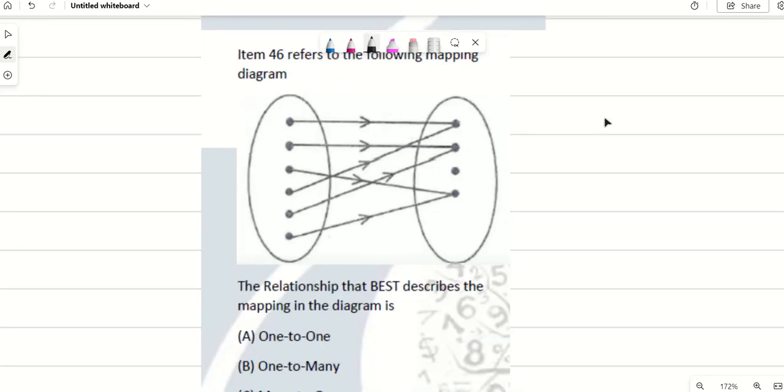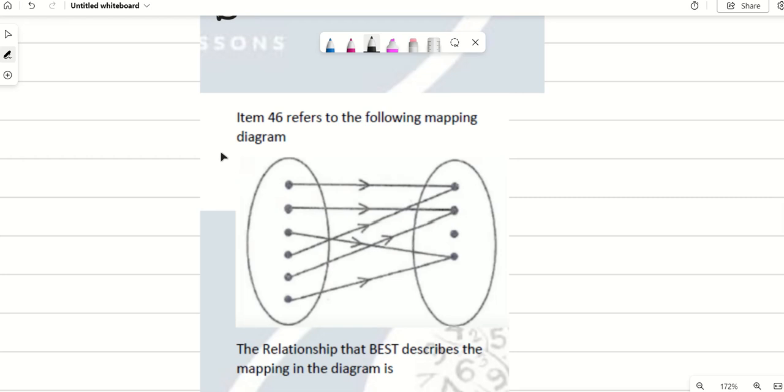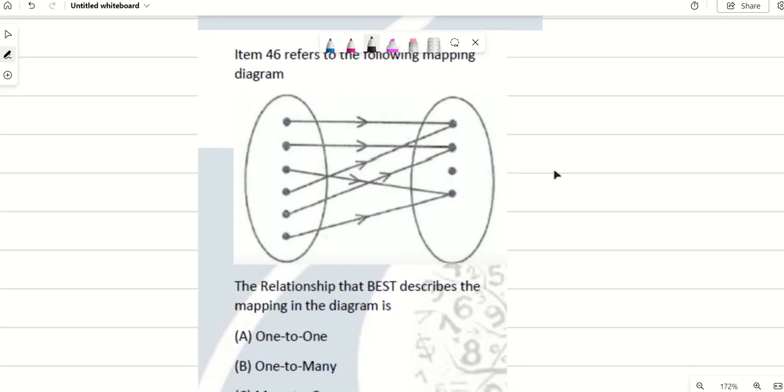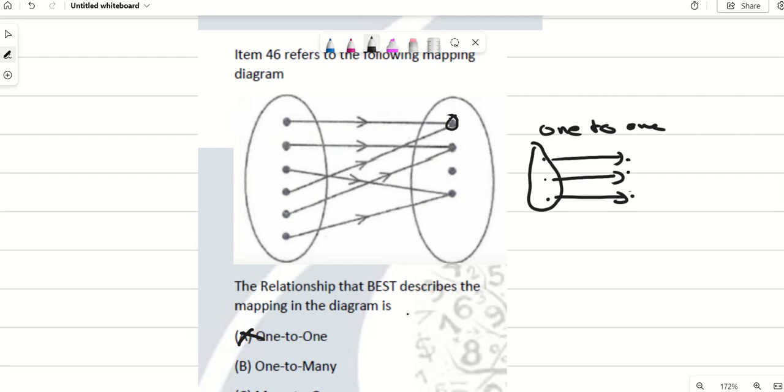Right, let's look at number 46. This is relations and functions. So item 46 refers to the following mapping diagram. The relationship that describes the mapping in the diagram is, this is not one-to-one, because we have this little circle having many to one, right? So it's not one-to-one. One-to-one would look like if you have 3 circles here and you have 3 dots here and they're mapping on one mapping on to the other. That is a one-to-one, right? So this is not the case.